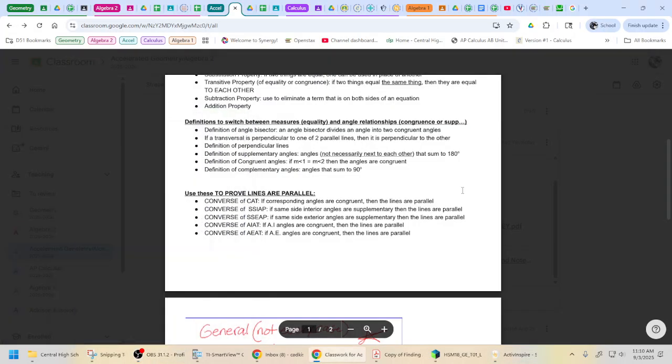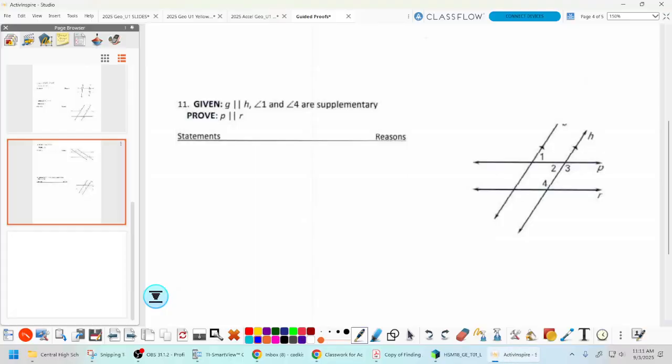Alright, so this number 11 is a prove parallel proof, right? We're trying to prove 2 lines are parallel. Just a reminder, these are the only 5 ways that we have to prove 2 lines are parallel as a concluding statement. But in order to get to that concluding statement, we have to prove one of these 5 reasons is true. I'll come back to this as needed, but we're trying to prove P and R. So first thing to note is don't make any assumptions that require P and R to be parallel. We can't do that until we prove they are.